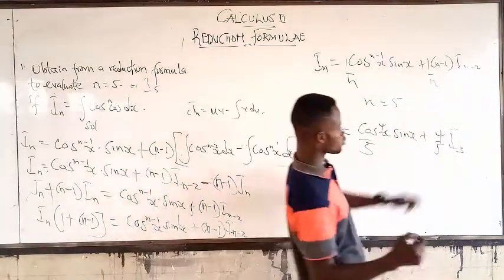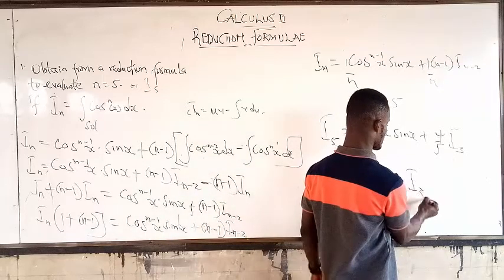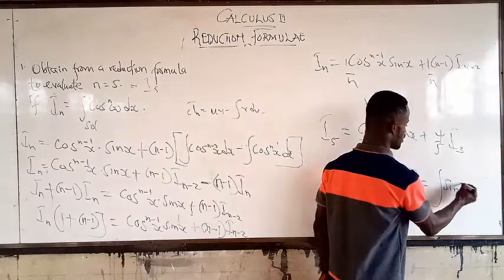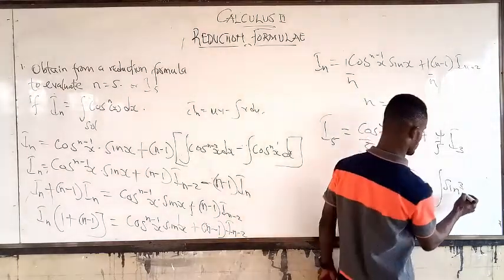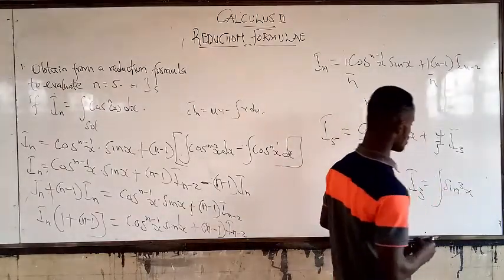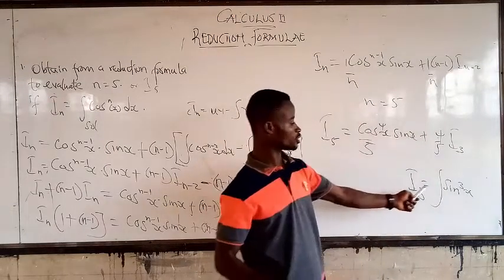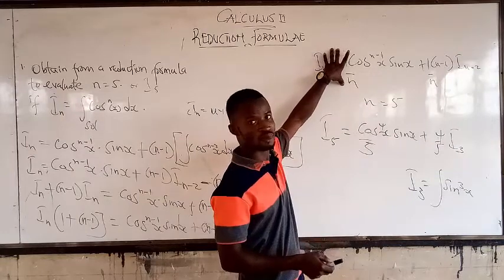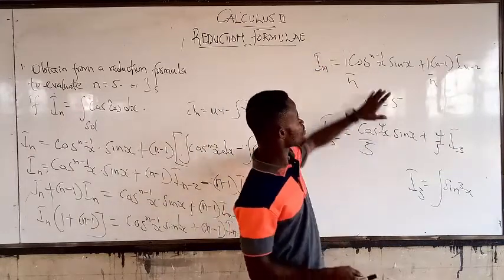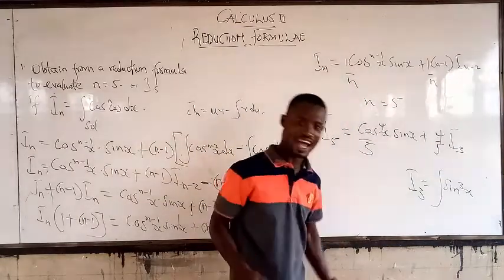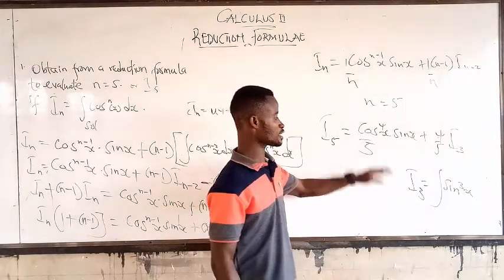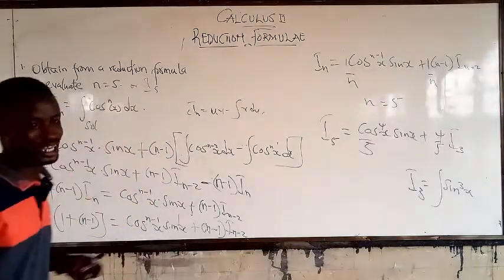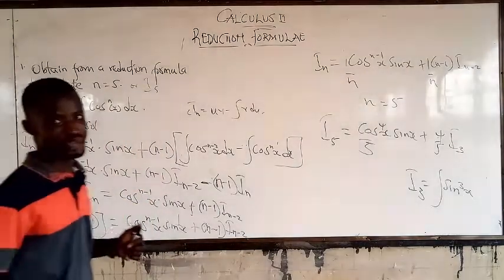Don't forget that this one, this I3 is equal to the integral of cos raised to power 3 x. Alright. So you can continue with this by using the same formula. I would like you to continue with this. Just do the substitution to get I3, and come and do the substitution back. Let me help you with it some more, right?